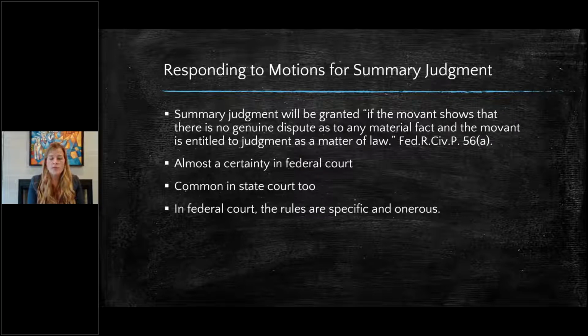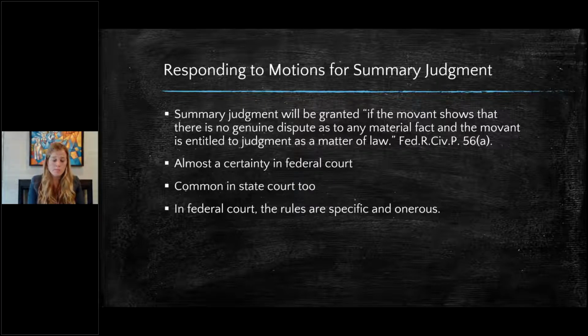But again, defendants are going to file these in probably every single case. I can't think of a case where they haven't done it. They're common in state court too, maybe a little bit less common. Again, another reason to think about federal versus state. The rules for summary judgment motion practice are very specific and difficult. So this is an area of litigation where if you haven't done it before, you need to find somebody who has and have them help you through it.